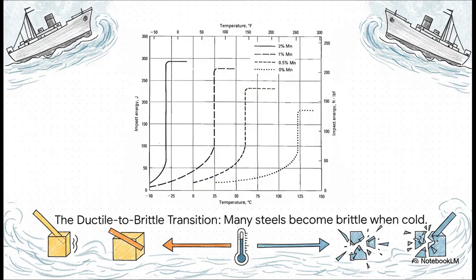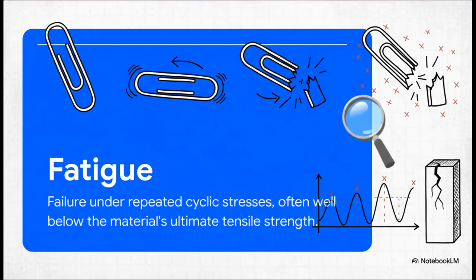This brings us right back to those Liberty ships. This graph shows something absolutely critical about steel called the ductile to brittle transition. See, at room temperature, it's tough and it'll bend. But if you get it cold enough, its whole personality changes. It becomes as brittle as an icicle. And that's what happened. The icy waters of the North Atlantic were the fatal blow, turning that strong steel into fragile glass. And finally, there's the silent killer, fatigue.